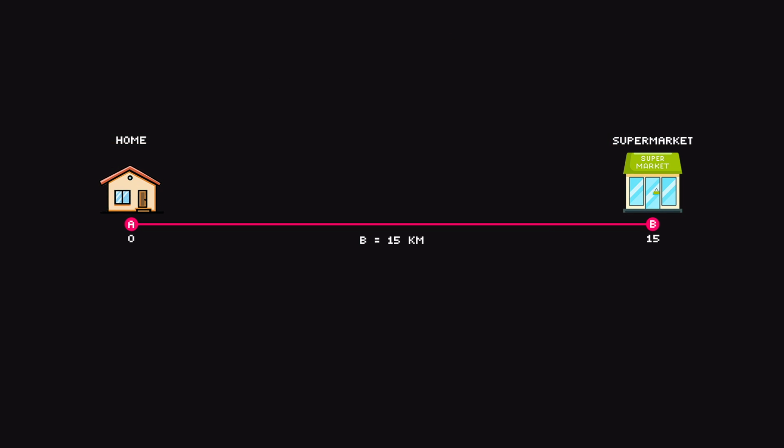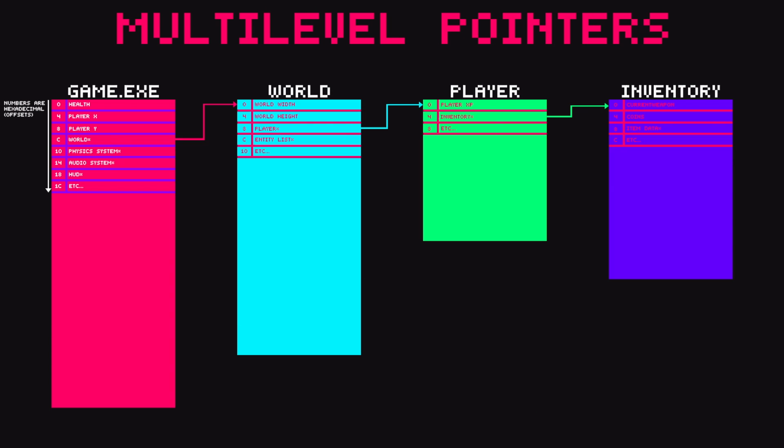We have a starting point. Let's say that's our house at point A. And then we have the offset B, which would be the distance we have to travel in order to get to our destination. Let's say it's about 15 kilometers. When we travel that full distance, we end up at our destination, like the supermarket. This overview works exactly the same. We start at a copied game in RAM and we go down 4 bytes, and we will end up at player X. If we then move 4 more bytes down, we end up at player Y.